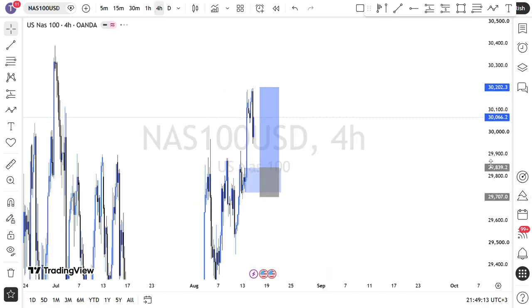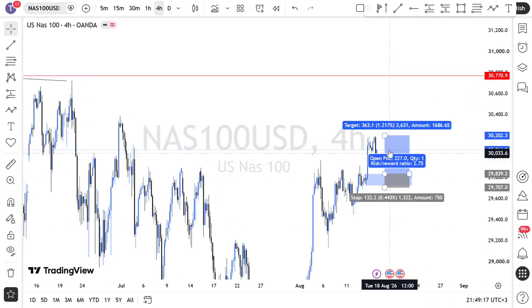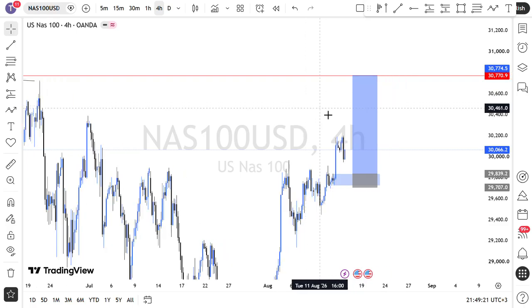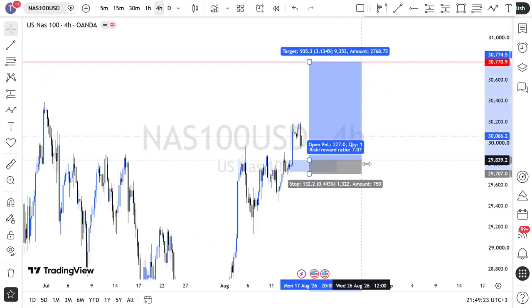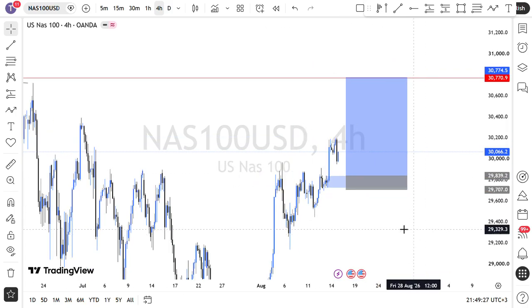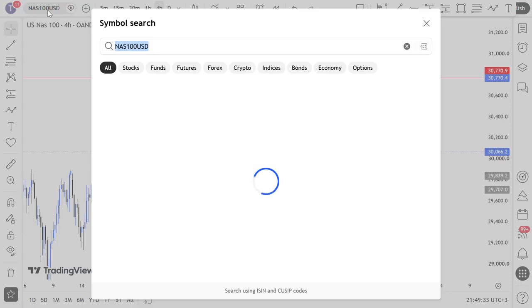So currently right now, I think price is having that pullback, and then we'll try as much as possible to target that external liquidity. So on NAS 100, let us look for some buys to the upside. Let us look for buys to the upside from this area up to that external liquidity. So that is my view on NAS 100, guys.